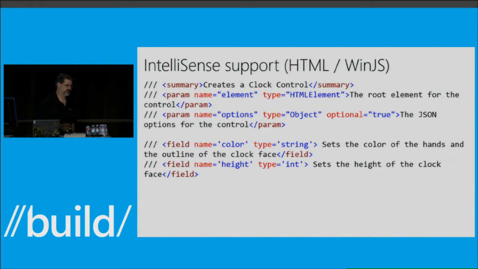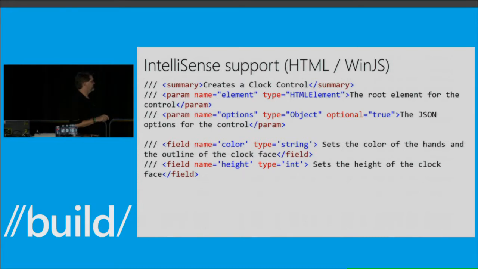We still have a summary tag. On the constructor, we have a param tag. I suggest you use this. It really helps new developers who are using WinJS controls to understand how to use these in code.